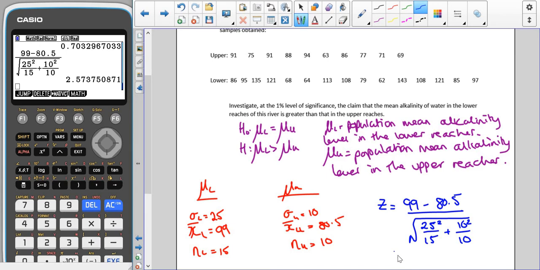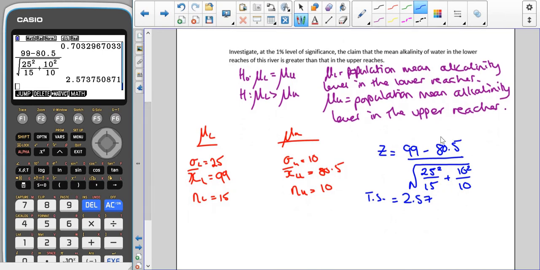And that gives us 2.57 as our test statistic to 3 significant figures. Remember, you can give it to more than 3 significant figures, but don't give it to less than 3 significant figures. If you had decided to do your takeaway the other way around on the top, then you would have ended up with this as a negative. Remember to use your modulus lines to make this into a positive.